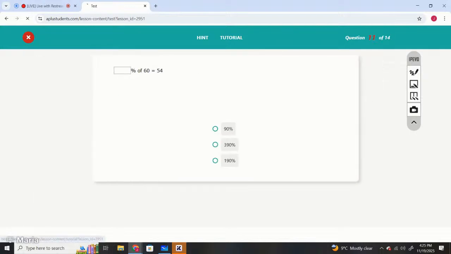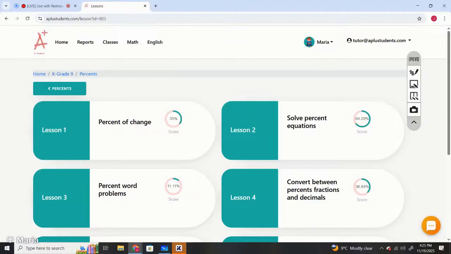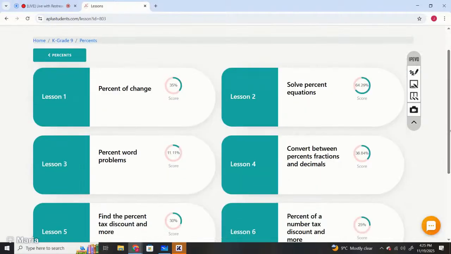Okay, you can complete the lesson by yourself later today. Let me just move on to the next lesson. The next lesson is percent word problems.